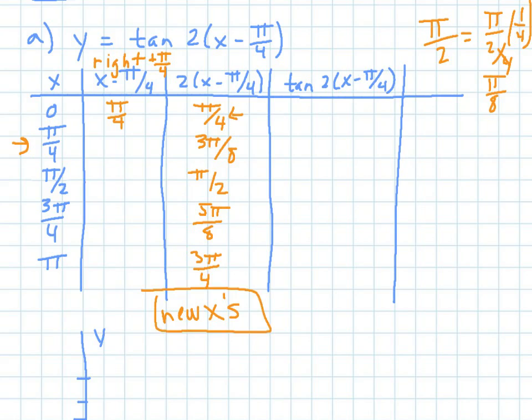Okay, and so now I'm going to plug those into my tangent to find my values. So plugging in pi over 4 into there. Pi over 4 minus pi over 4 is 0. 0 times 2 is 0. So tangent of 0 should be 0. And then plugging in 3 pi over 8. 3 pi over 8 minus pi over 4. Remember, pi over 4 is the same thing as 2 pi over 8. So it gets me pi over 8. Then times 2 gets me pi over 4. So tangent of pi over 4 will get me 1.